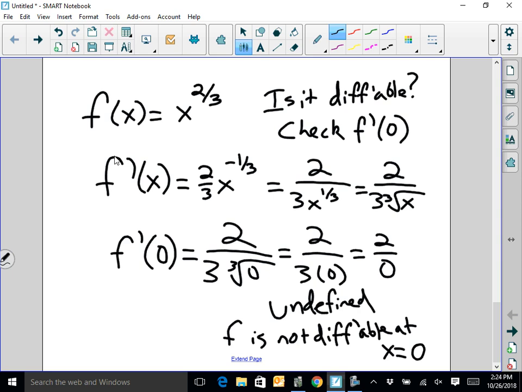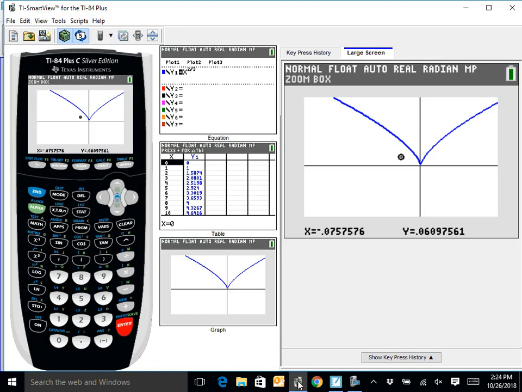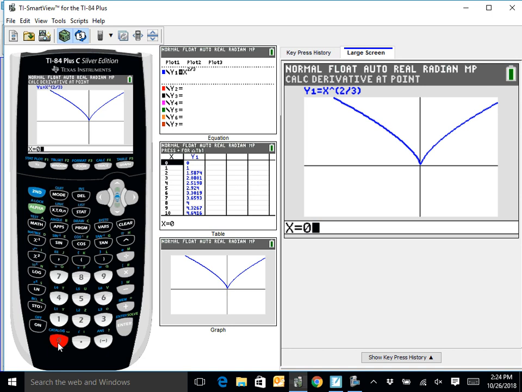Here's what I mean. If I do second calc dy dx, and I type in 0 for where I want to do my derivative at, it says dy dx equals 0. That is absolutely blatantly false. That is 100% not true. The derivative there does not equal 0. This is a place where sometimes when students use their calculator, they run into a problem. That is wrong. dy dx does not equal 0. dy dx is undefined. So your calculator at times can lie to you. Just be aware of that.